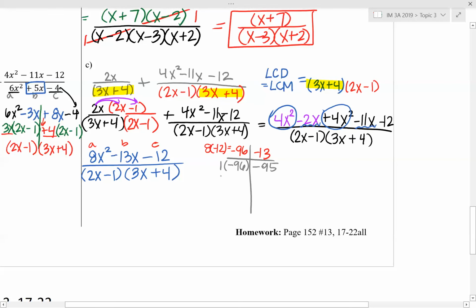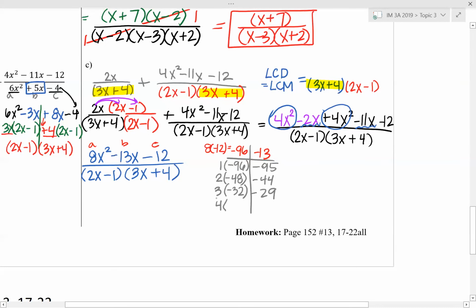Then what I want to look at is 2 times negative 48, which would be negative 46. So that's still too large. So 3 does go into 96. That's going to be negative 32. So that's going to be negative 29. So our numbers are still too large.